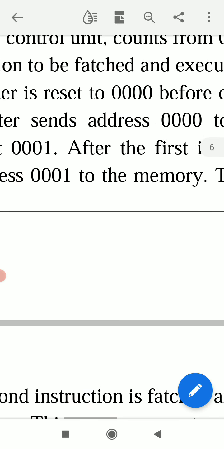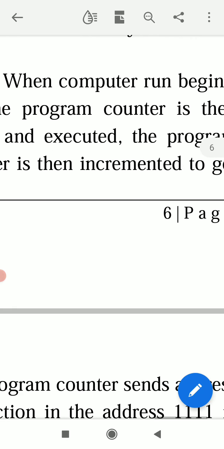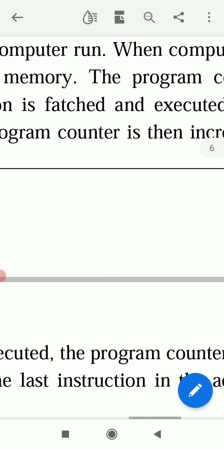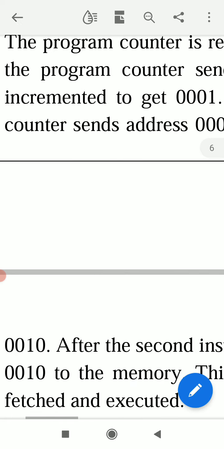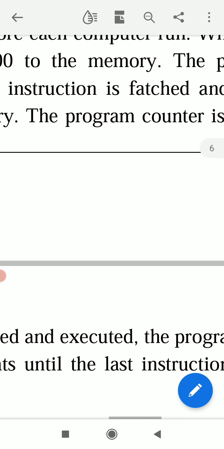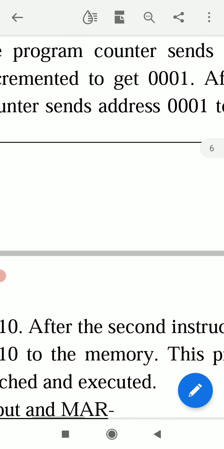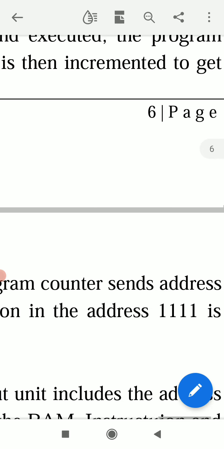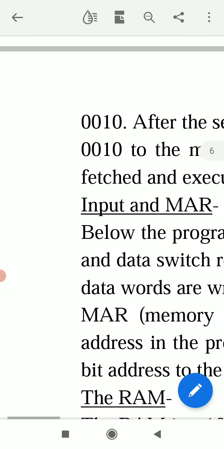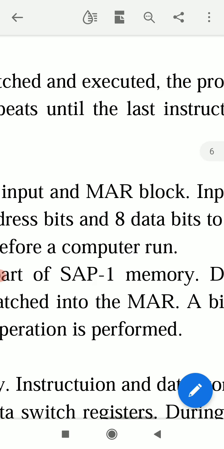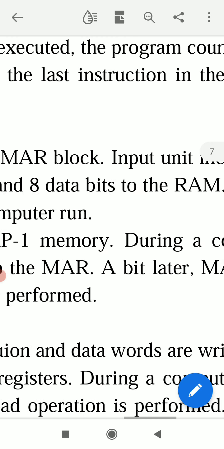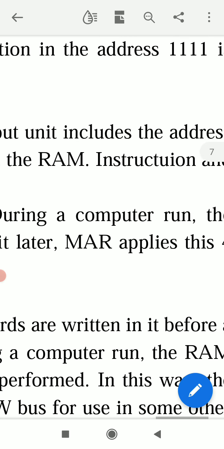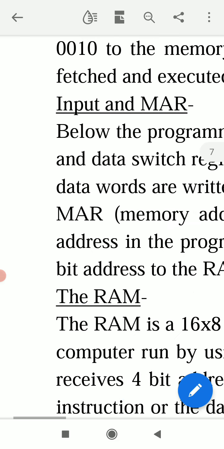The program counter is reset to 0000 before each computer run. When computer run begins, the program counter sends address 0000 to the memory. The program counter is then incremented to get 0001. After the first instruction is fetched and executed, the program counter sends address 0001 to the memory. The program counter is then incremented to get 0010, which is equivalent to 2. After the second instruction is fetched and executed, the program counter sends address 0010 to the memory. This process repeats until the last instruction in the address 1111 is fetched and executed.